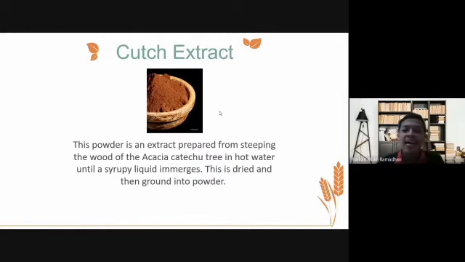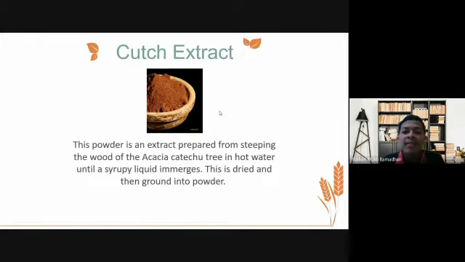Okay, the next, Kutch extract. This powder is an extract prepared from steeping the wood of the Acacia catechu tree in hot water until a syrupy liquid emerges. This is dried and then ground into powder. Kutch extract contains tannin as well as the dye compound catechin. It is easily soluble in water. Kutch has excellent light and wash fastness properties.